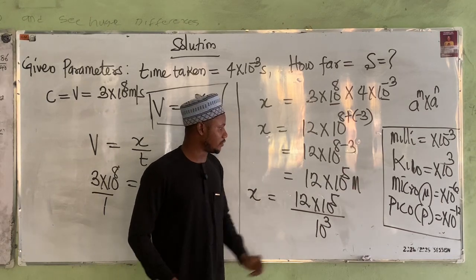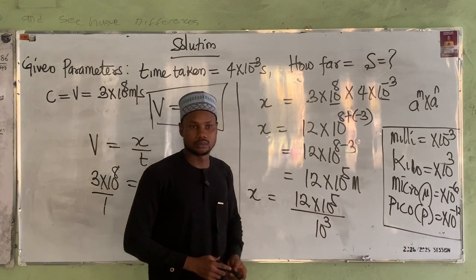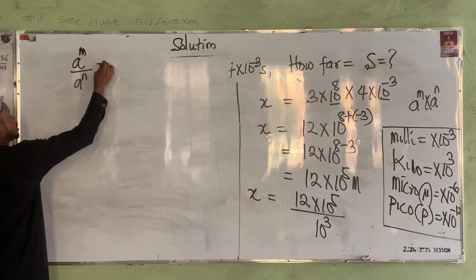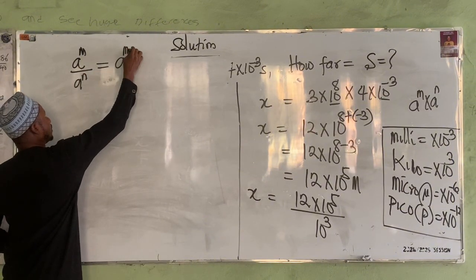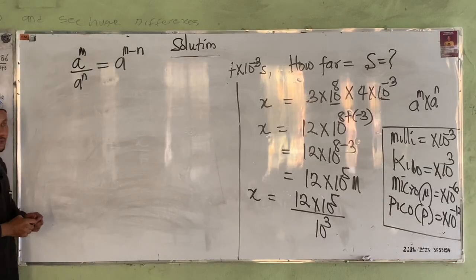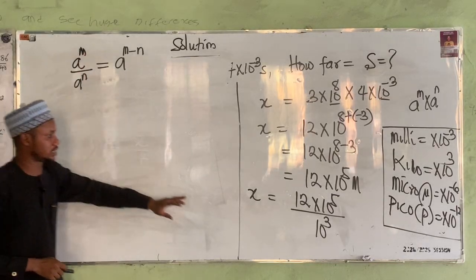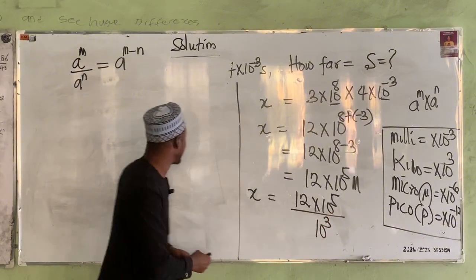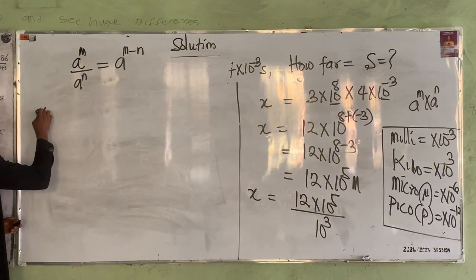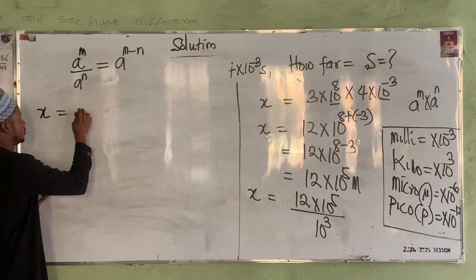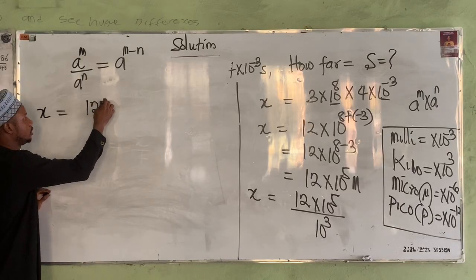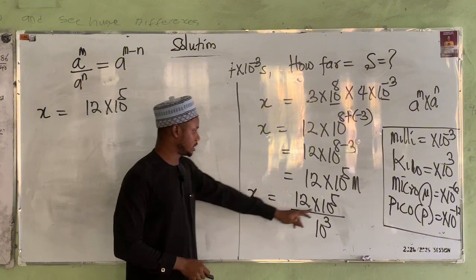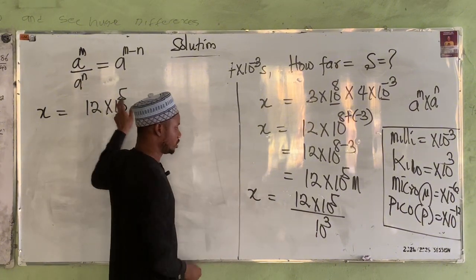So let's simplify this. From our indices, a raised to the power of m over a raised to the power of n is the same thing as a raised to the power of m minus n. Do you remember this? Okay, that is for division. Remember, we are applying this because the bases here are the same. So I will have S equal to 12 times 10 raised to the power of 5 minus 3. This and this are the same, take only one.